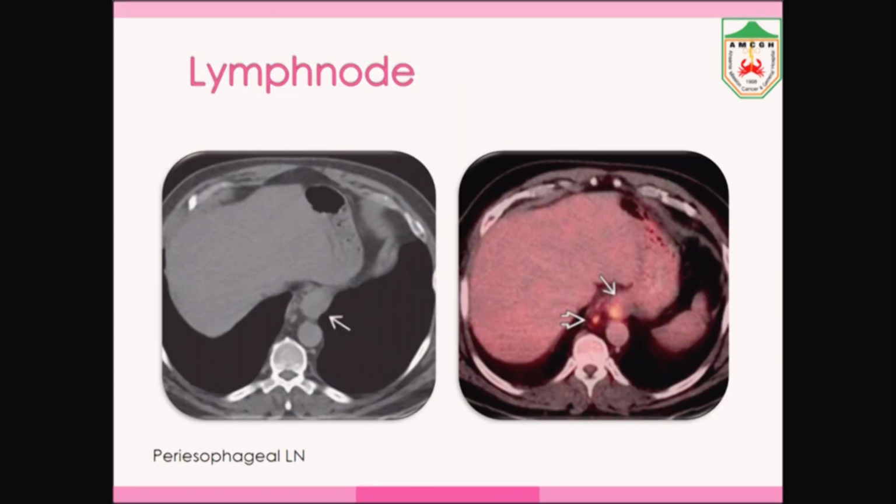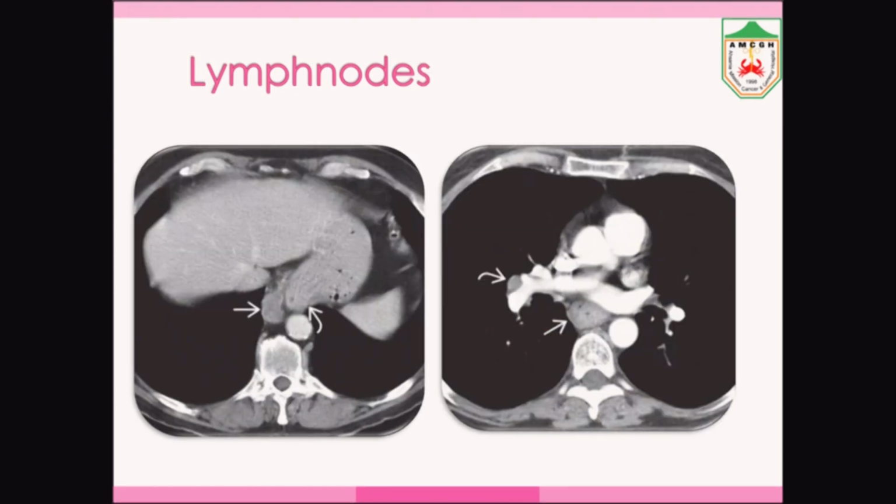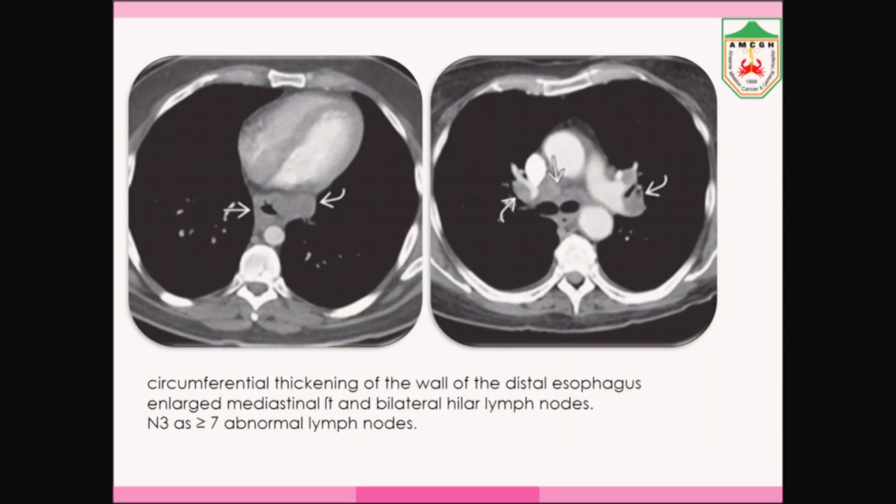Regarding regional lymph node detection, there is a tiny paraesophageal lymph node which may not be detected on CT scan. It's better depicted on PET scan. This is the enlarged periesophageal lymph node and hilar lymph node. This is N3, more than 7 paraesophageal nodes, including the mediastinal and hilar lymph nodes.